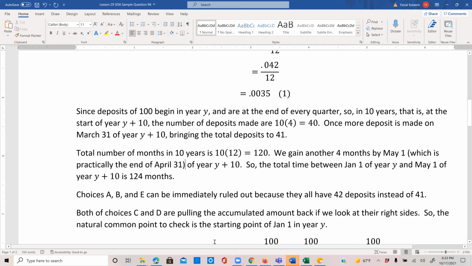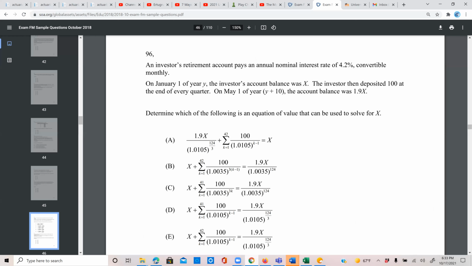Okay, so now what we know is that there are 41 total deposits. If we look at the answer choices, choice A, from k equals 1 to 42, there are 42 deposits. We don't even have to look at this one. Similarly, choice B, from k equals 1 to 42, there are 42 deposits. So we don't even have to look at that one because the deposits are 100.